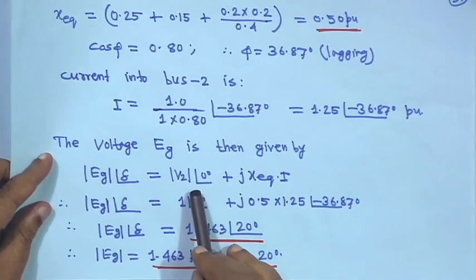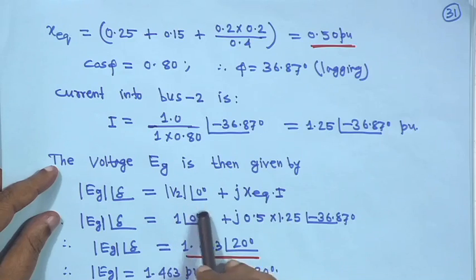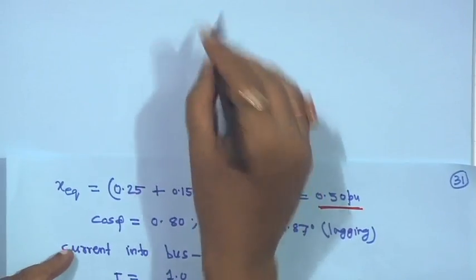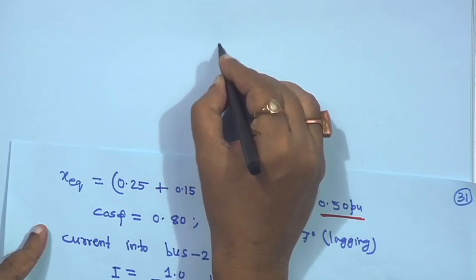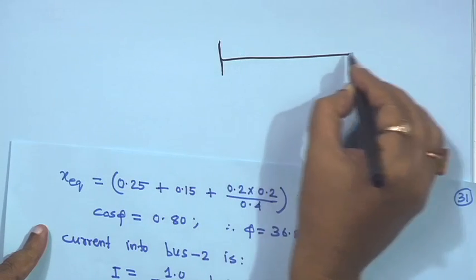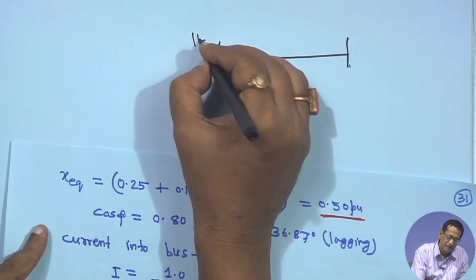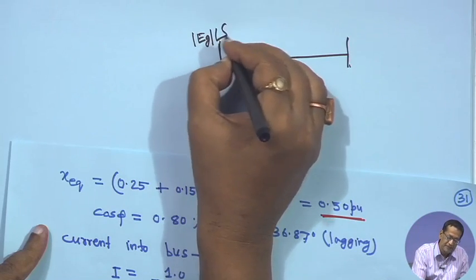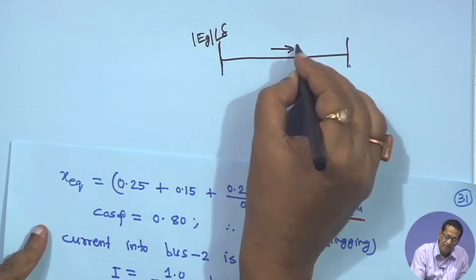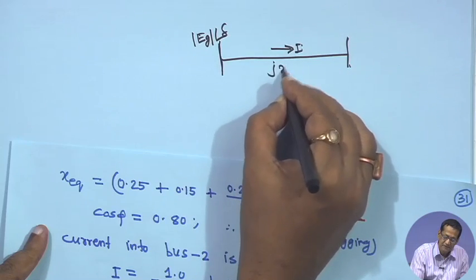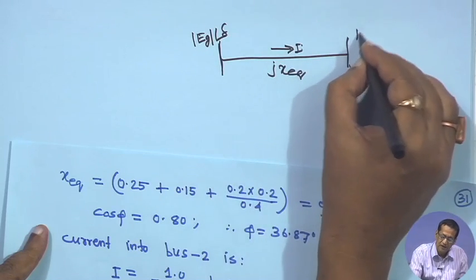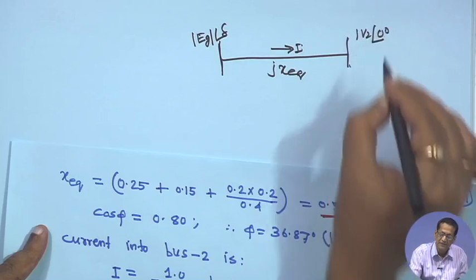Now voltage E g is given by magnitude E g angle delta is equal to magnitude V 2 angle 0 plus j x E q I. Actually, the circuit diagram, if you make it like a circuit, this is your one bus bar, this is your infinite bus, the equivalent, and this is your E g angle delta, and current flowing through this is I, it is j x q, and this is V 2 angle 0.